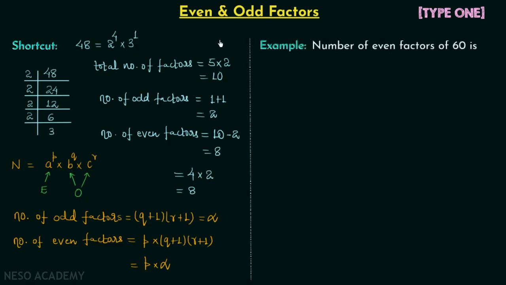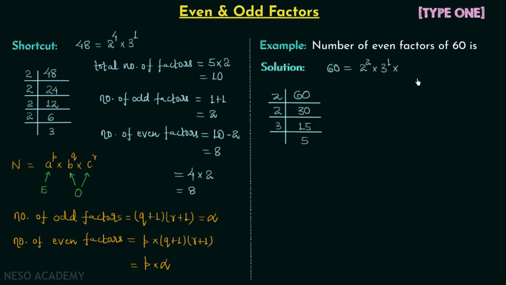Now we will move on to our example problem. In this example problem, we need to find the number of even factors of 60. So the given number 60 is divisible by 2, giving us 30, divisible by 2, giving us 15, divisible by 3, finally giving us the prime number 5. So 60 is equal to 2 power 2, we have two 2's, multiplied by 3 power 1, only a single 3 is there, multiplied by 5 power 1, only a single 5.